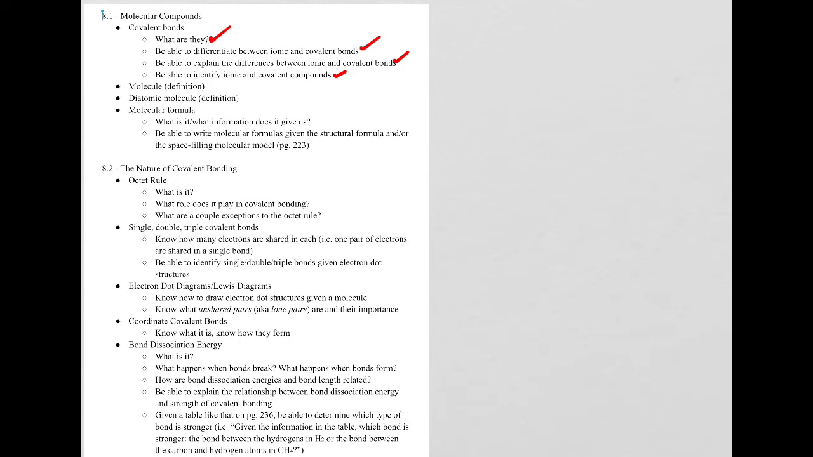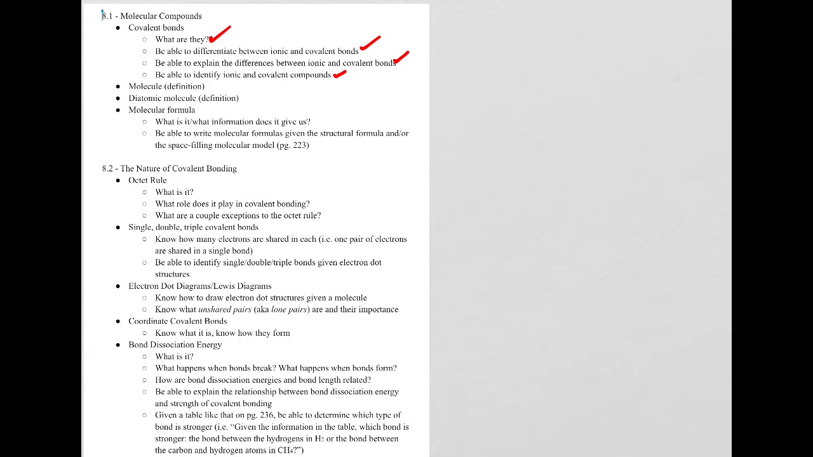All right, now let's move on to some definitions. You need to know the definition of a molecule and a diatomic molecule. I'm not going to give you the definition because they're in the book. The book definition is perfect. Remember, a molecule is a neutral group of atoms joined together by covalent bonds, and a diatomic molecule is a molecule that contains 2 atoms. So if something has 3 atoms, it's not a diatomic molecule.